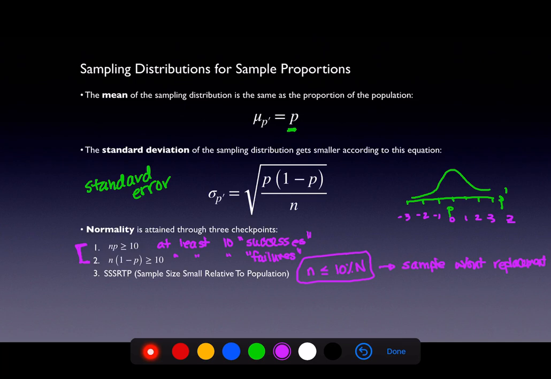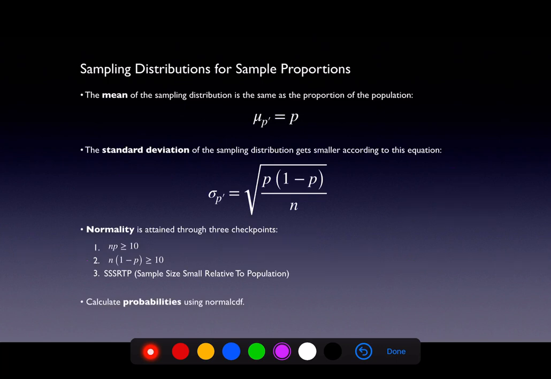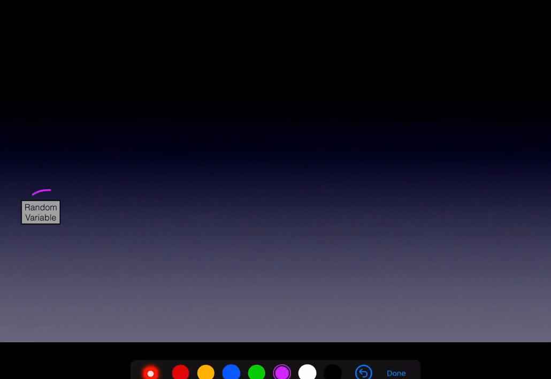So those are the rules that are going to govern how we get the approximately normal in proportion land. And then if we can, we're going to calculate some probabilities using normal CDF. Now, you know I love to make flowcharts, so here's the one that I made. When you're starting these problems and prepping for midterm 2 or your final, you should always start with: what was my variable? Always, that should be every problem.